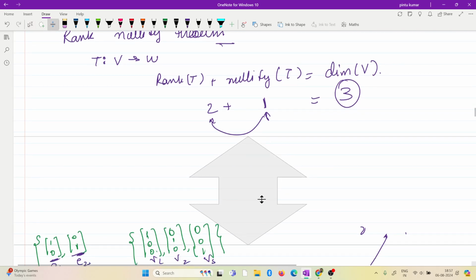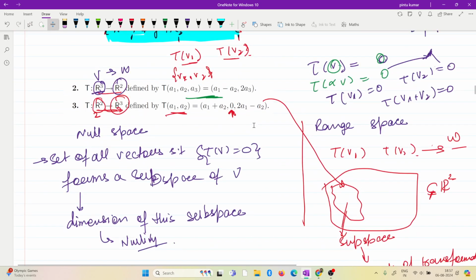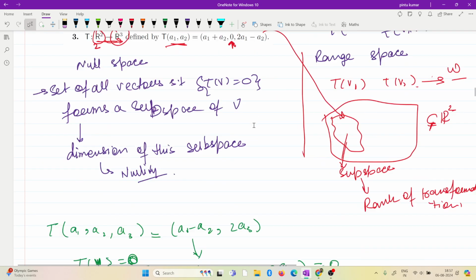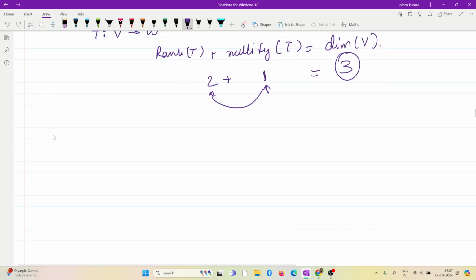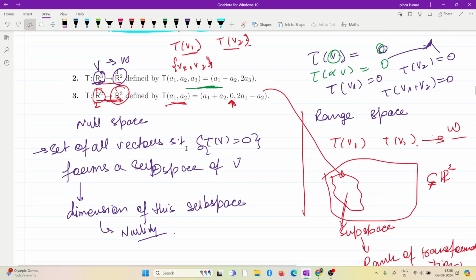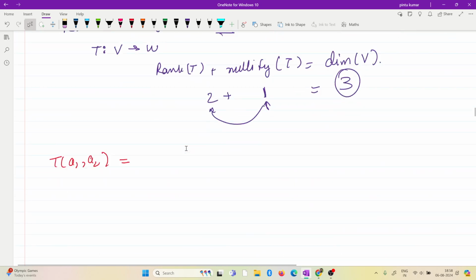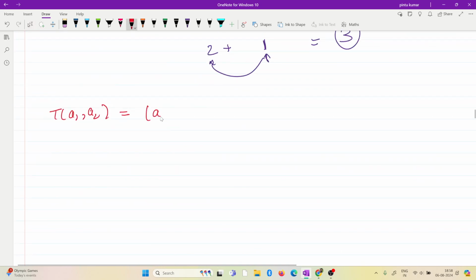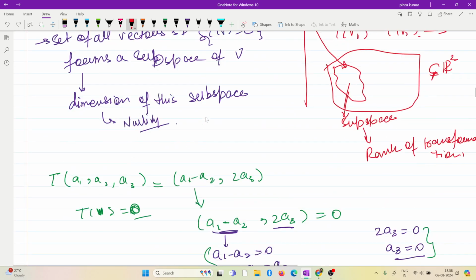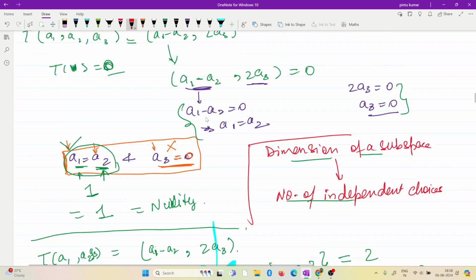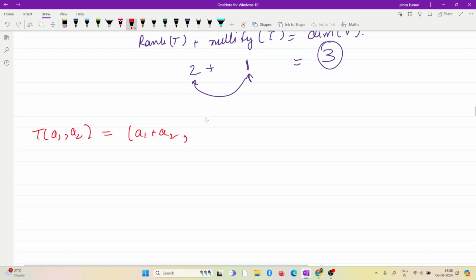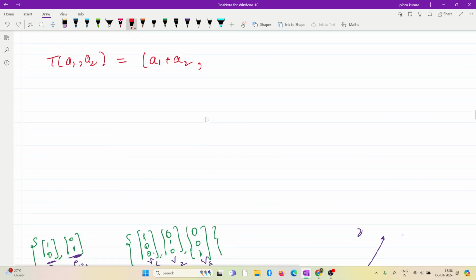I'll do the same example that is included over here. So R2 to R3 is A1 plus A2. So this is the question. T of (A1, A2) is equal to (A1 plus A2, comma 0, comma 2 A1 minus A2).